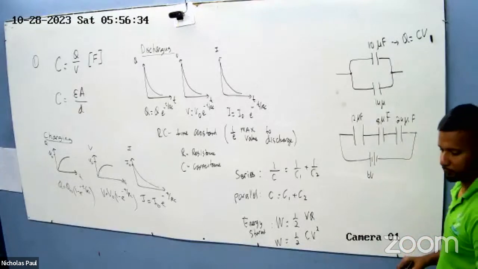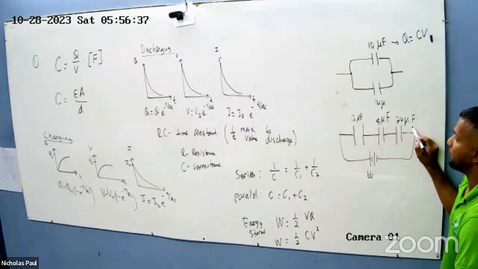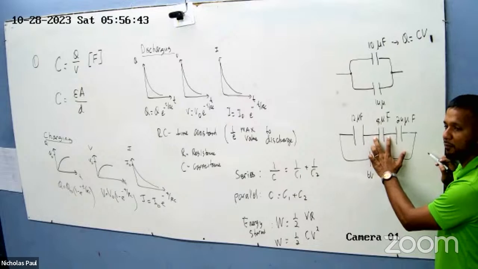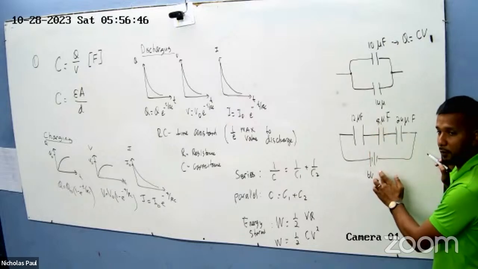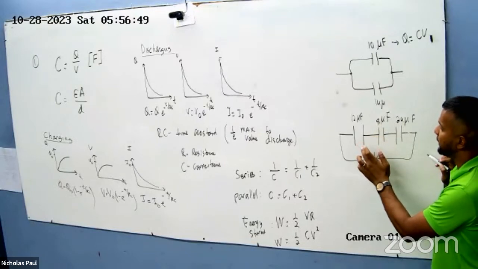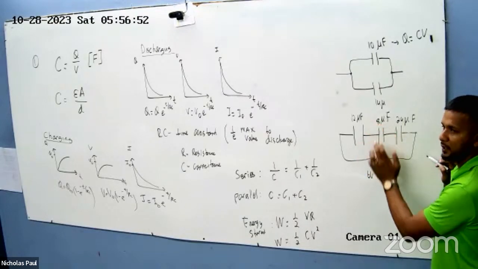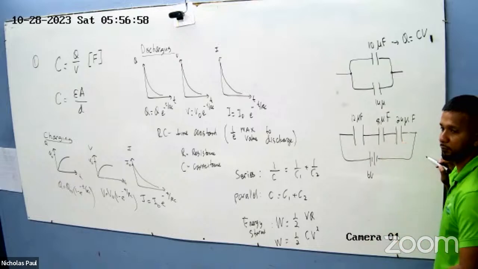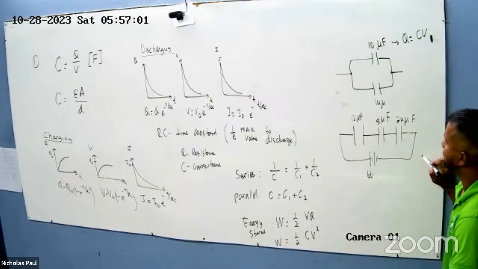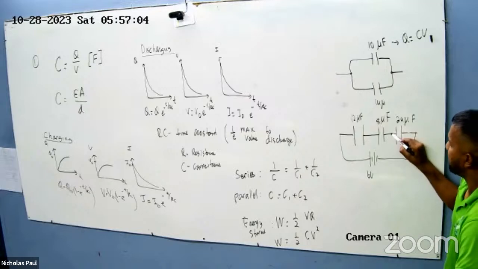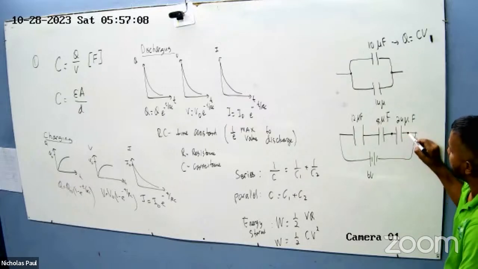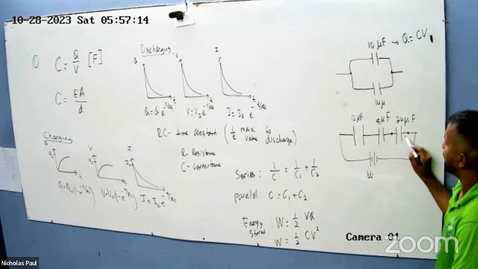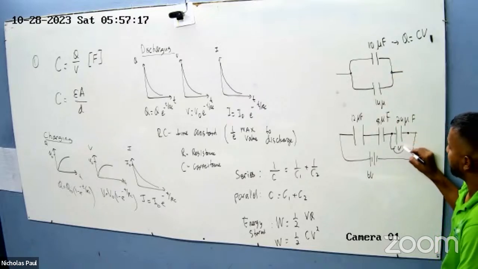Watch here. So you have 12, 8, and 24, right? And here was 6. How did we get the PD here? We divide the charge by the voltage. And what will be the PD here? Because if we figure out the PD here, we get the PD here, because PD in parallel is the same. So how will we get the potential difference here?